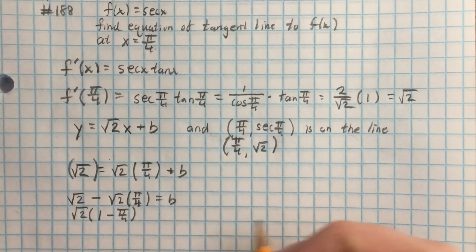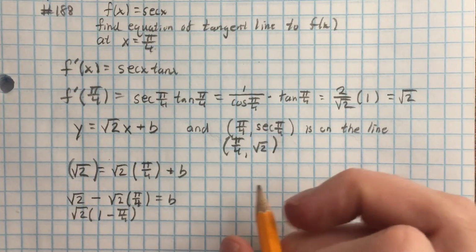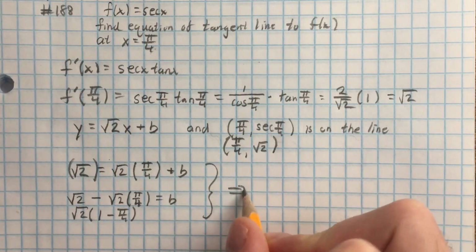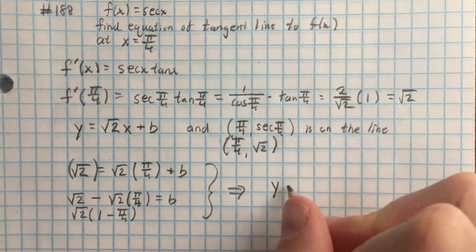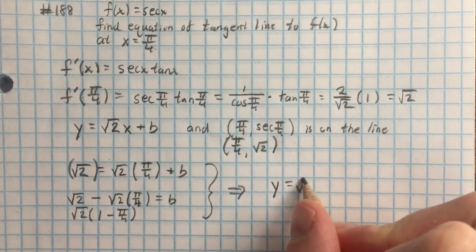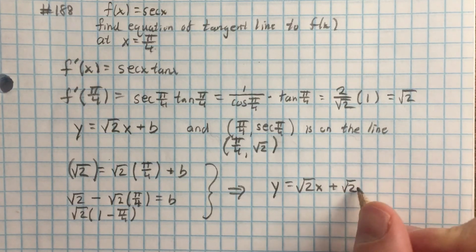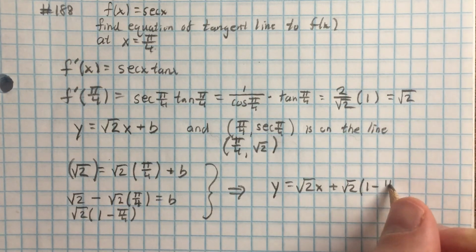Okay. And now we just plug that back in for b. So all of this implies that our tangent line is y equals root 2 x plus root 2 times 1 minus pi on 4. Okay.